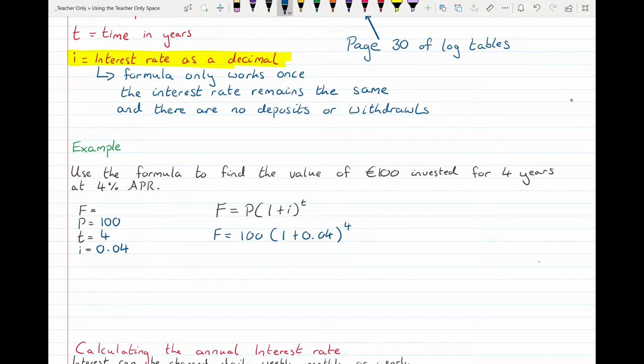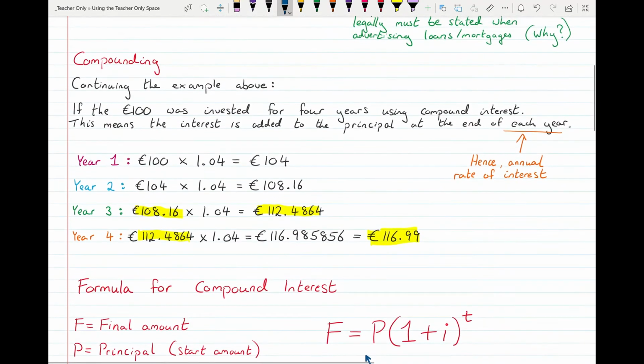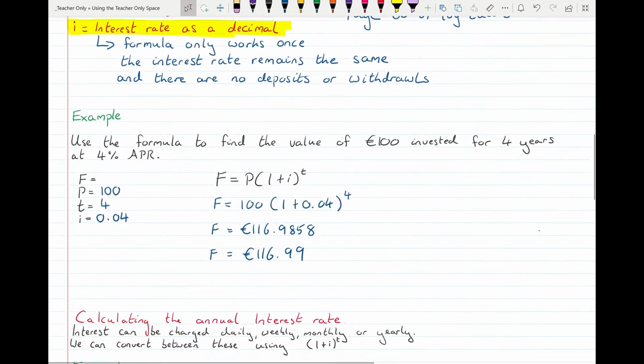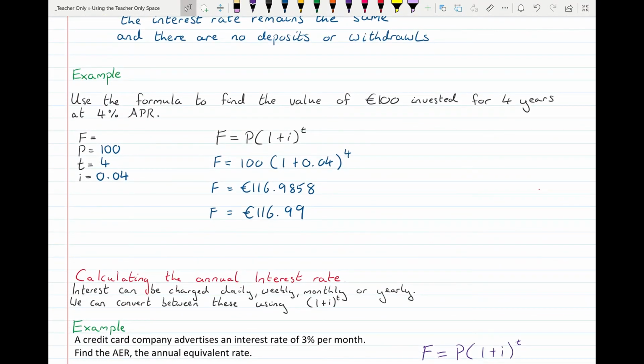Your calculator will do this, and it comes out as €116.9858, so that is €116.99, which is what we had when we manually compounded it up here. After 4 years, I went in and I got 116.99, and using the formula, 116.99. Quite a nice formula.